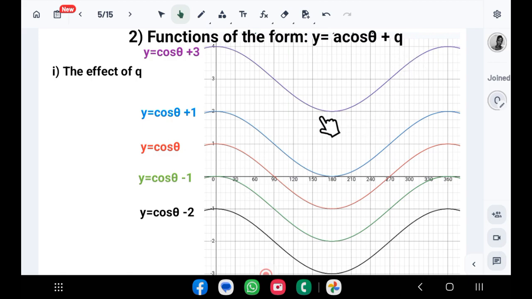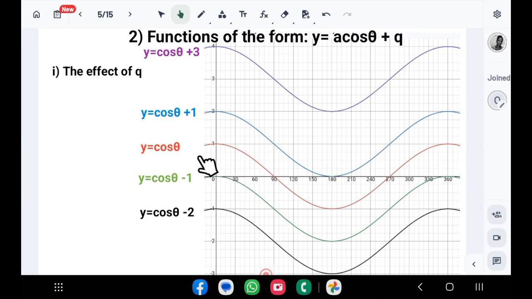Even on algebraic functions, the effect of q is still the same here on trigonometric functions, and it tells you the shift either to the top, up, or down. If your q is positive, then your shift will be up. If your q is negative, then your shift will be down by q units.